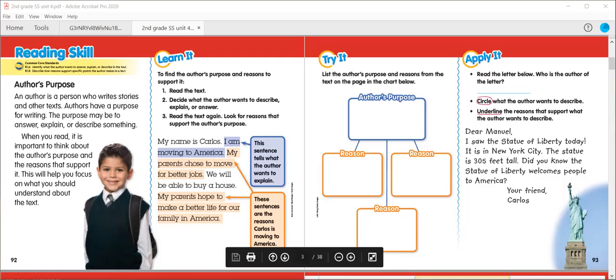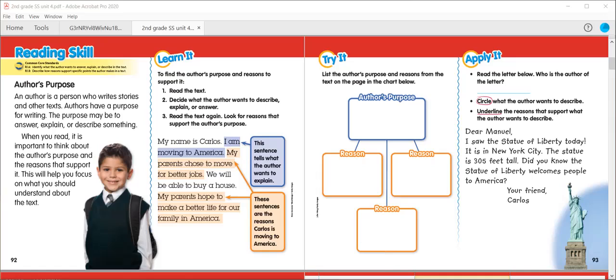That's our third reason. So over here we have the author's purpose, where we can take this section and write it in here. The reasons we just went over, this sentence, and this sentence. So you don't need to write the complete sentence in these. Over here you can just write better jobs, buy a house, better life for the family in these 3 areas. So make sure you write neatly so I'm able to read your handwriting.